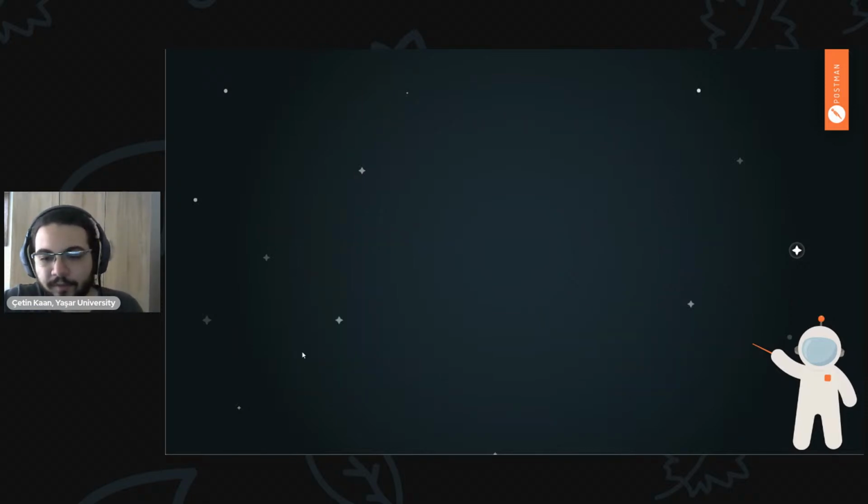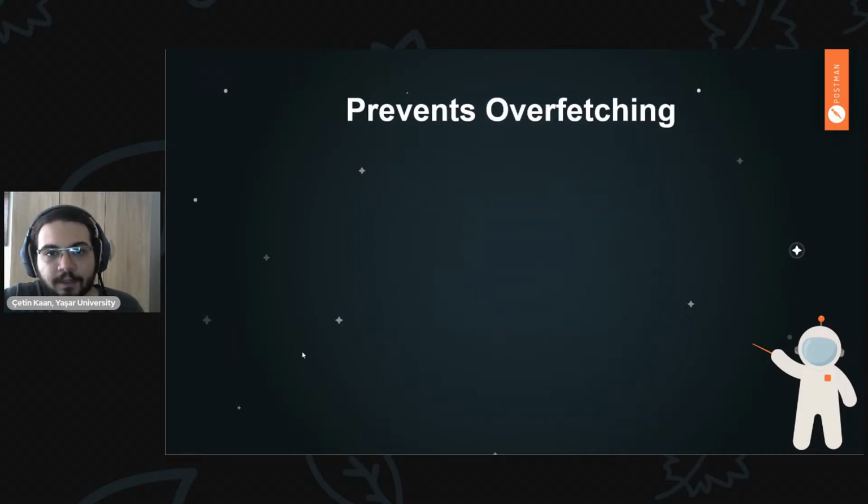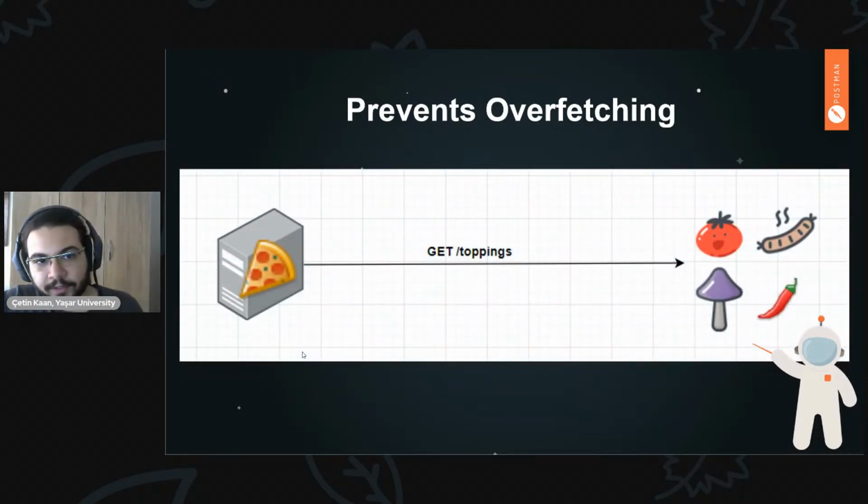This is some soft benefit, but here the two are really important technical benefits. The first benefit is GraphQL prevents overfetching. Now, what do I mean by overfetching? Let's go back to our Pizza server.